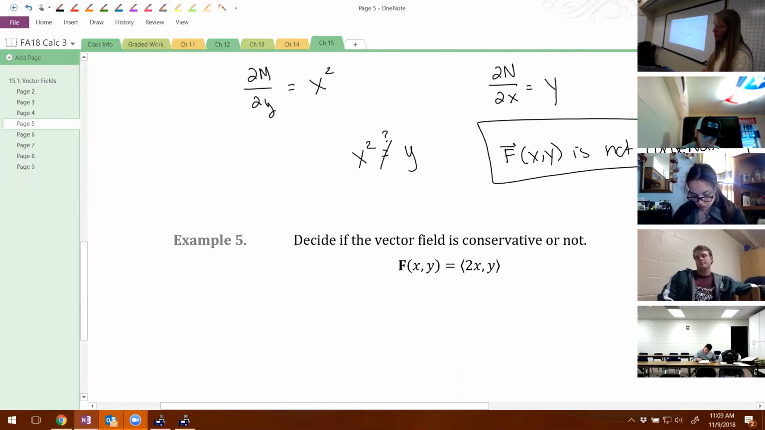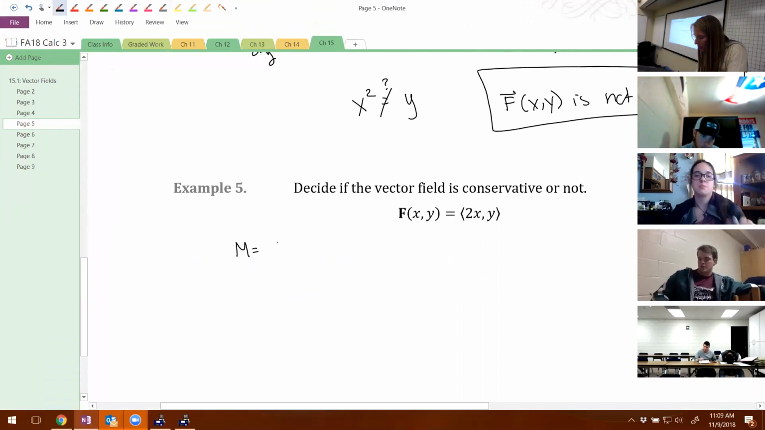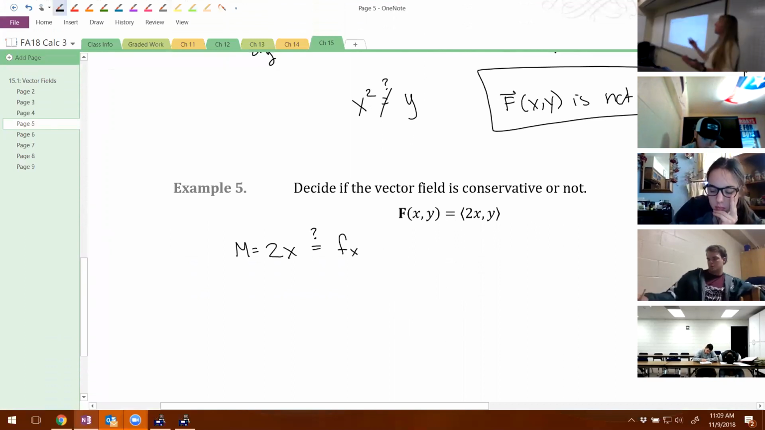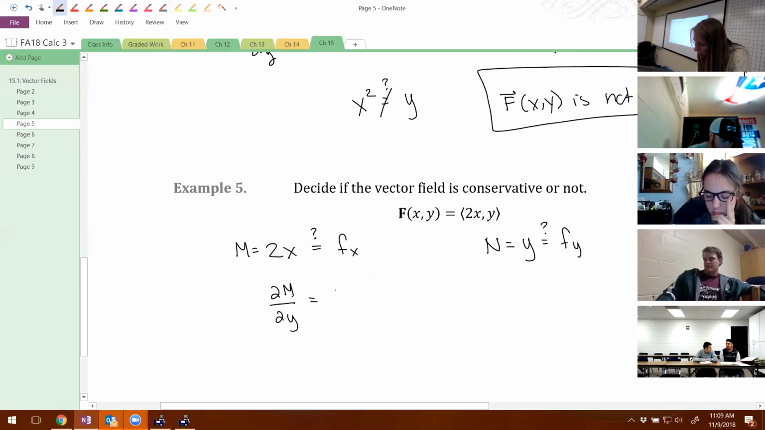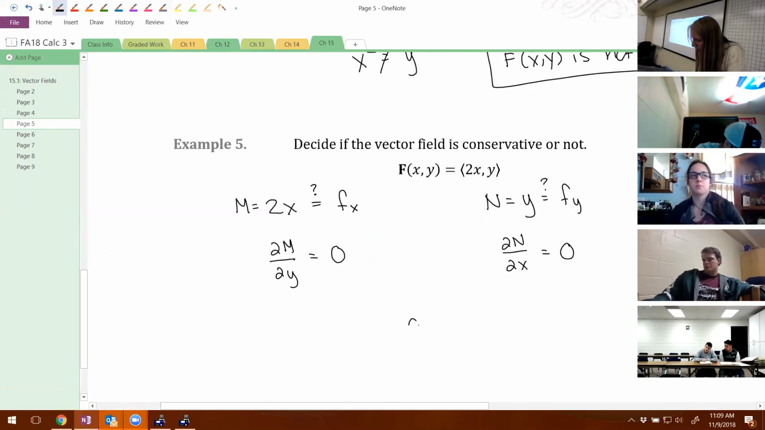Same question, different vector field. So go through and do the same things. M is always the first component, so in this case 2x. And again, we're questioning, is that the partial derivative with respect to x of some function? Similarly, N is going to be the second component, and we want to know, is that the partial with respect to y of some function? So we need to take the second partials. So partial of M with respect to y. What's the partial of 2x with respect to y? 0. And for N, we're going to take the partial of that with respect to x, which is also 0. So since they are indeed equal this time, this is a conservative vector field.